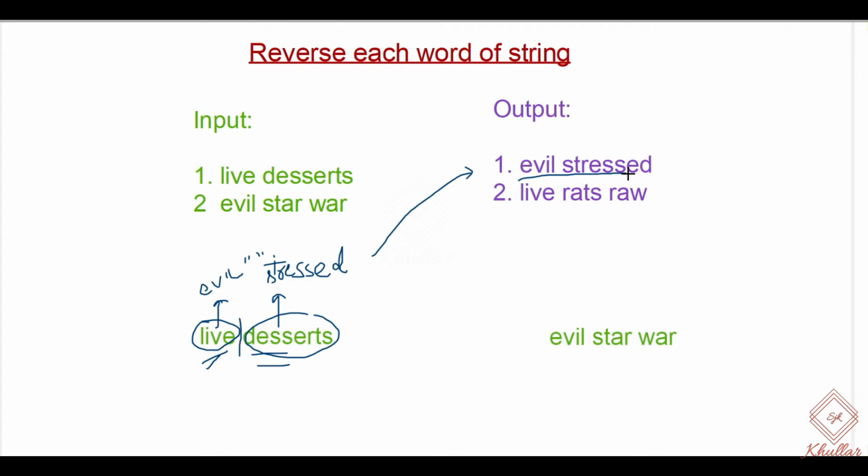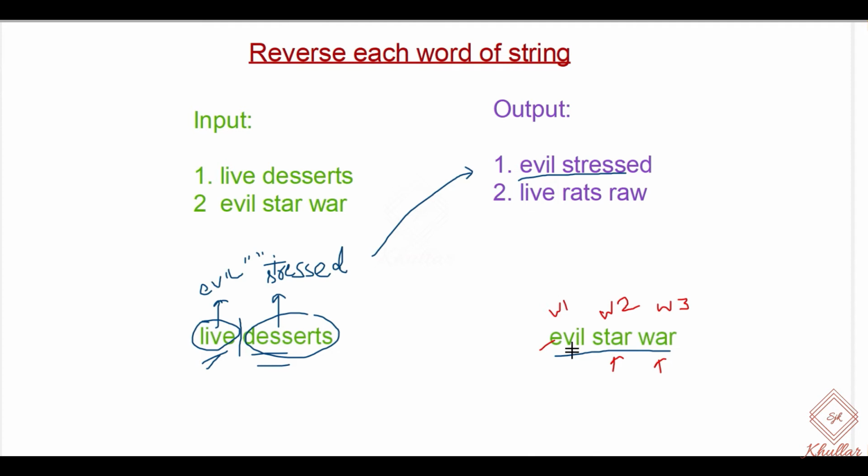Okay, let's take another example to make it clearer. Now let's take the second example. Now we have "evil star war". Now we will split the string again on the basis of a space. Now we'll get three words: word 1, word 2 and word 3. Word 1 is "evil", word 2 will be "star", and word 3 will be "war", right?